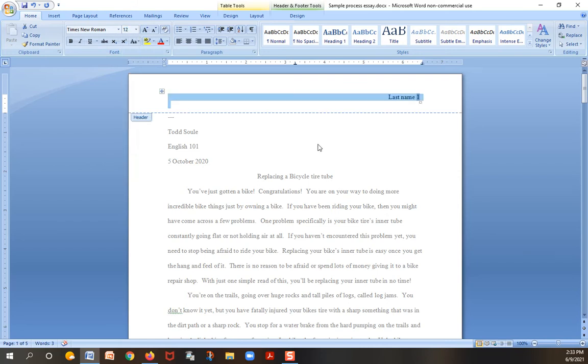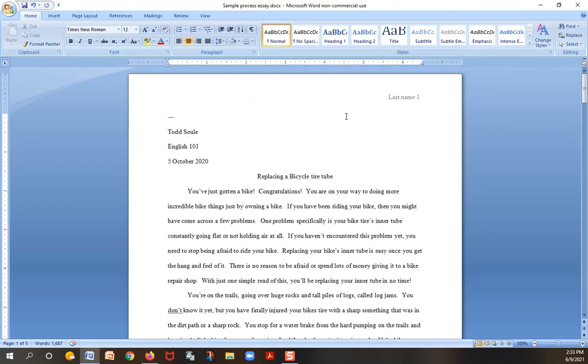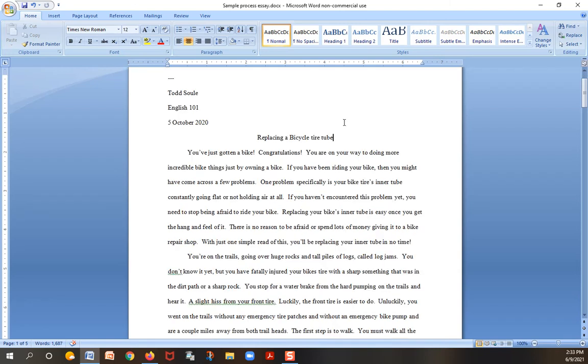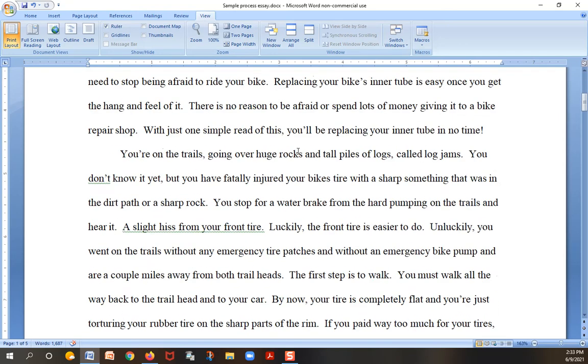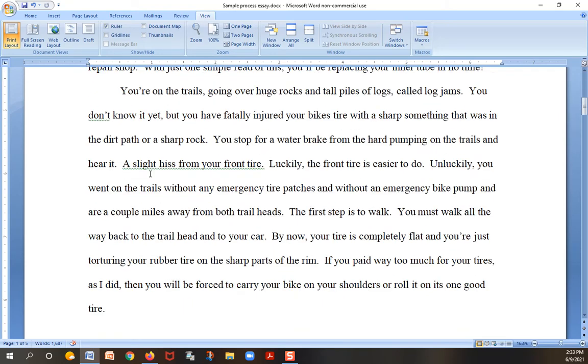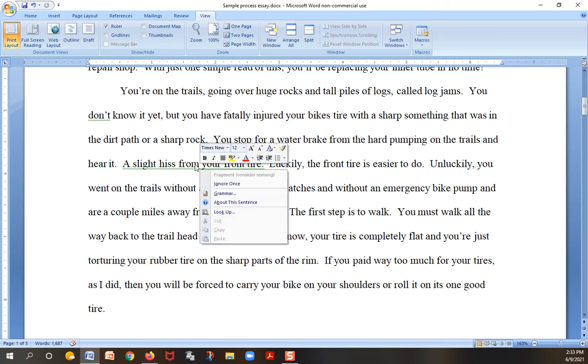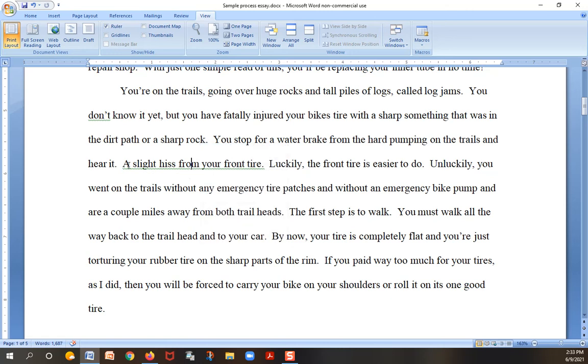Now, one of the things I just want to zoom in a little bit more for you. One of the things I want to tell you is pay attention to any green squiggles or red squiggles. Now, what Word is seeing here is what we call a fragment. If I click on it, it's saying fragment, consider revising. So you might say a slight hiss might come from your front tire or something like that. So it's a complete thought.